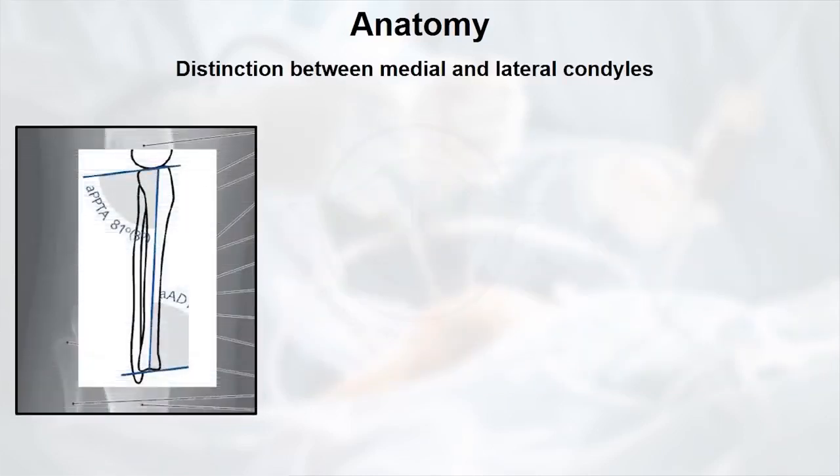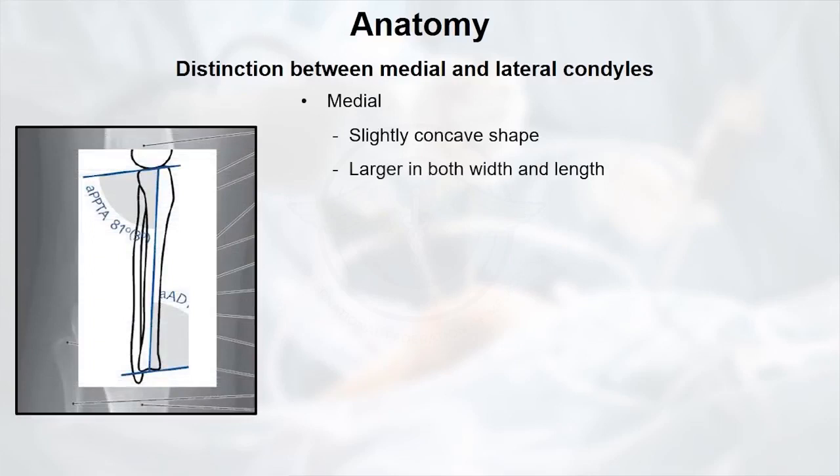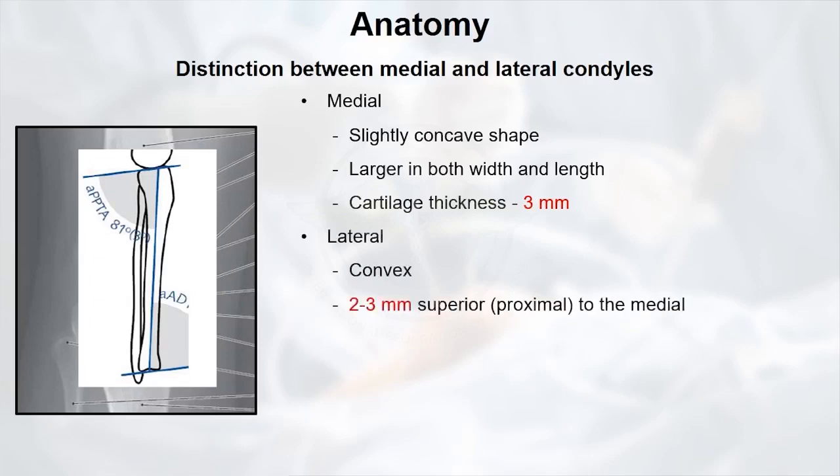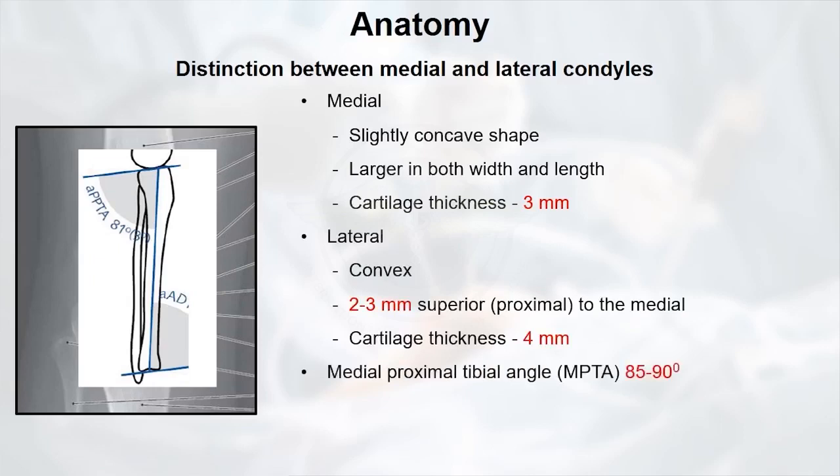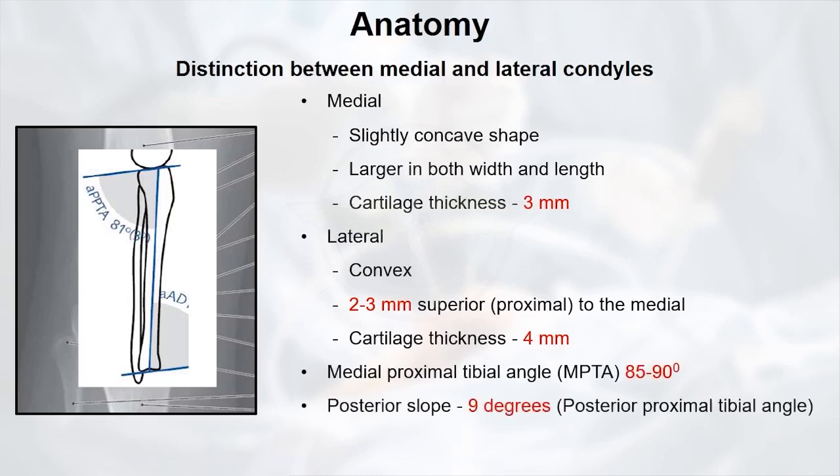Another important slide about the anatomy: the medial condyle is slightly concave in shape and larger in both width and length. The cartilage thickness is 3 mm. While the lateral condyle is convex, it is 2 to 3 mm superior to the medial condyle, and the cartilage thickness is more, that is 4 mm. The medial proximal tibial angle is 85 to 90 degrees, and the posterior slope, which is very important to know, is 9 degrees, and both plateaus are covered with hyaline cartilage.